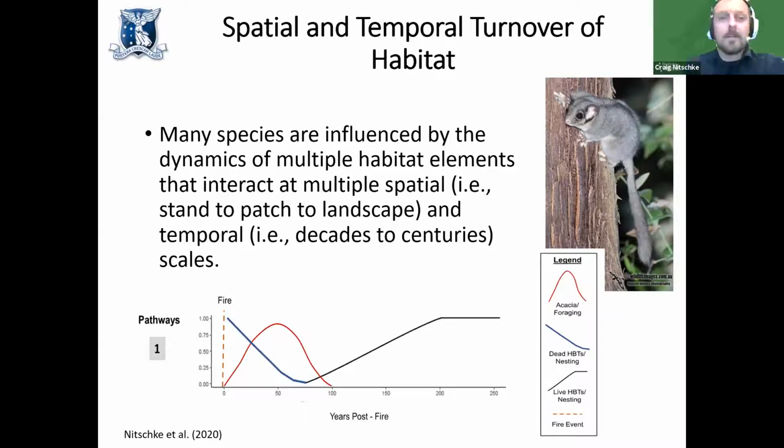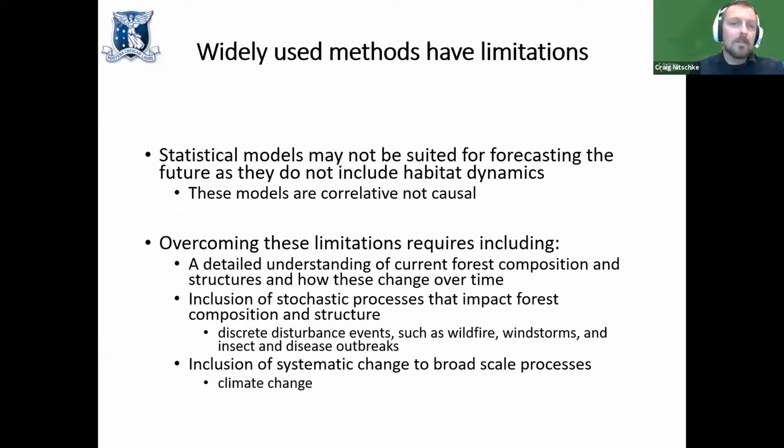That kind of dynamic provides some really big limitations for a lot of the current methods that are used for conservation planning. We typically like to use statistical models, and these typically aren't suited for forecasting into the future because they don't include those habitat dynamics. They're what we consider correlative, not causal.